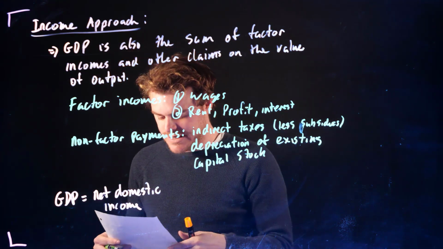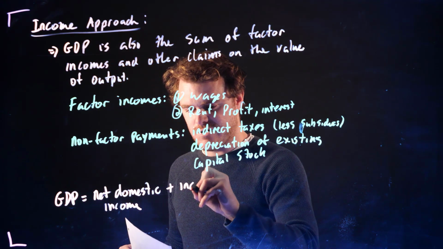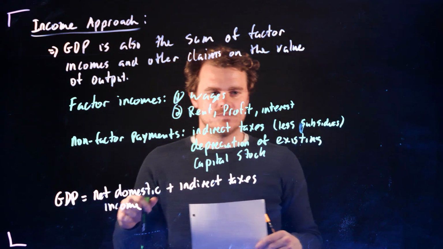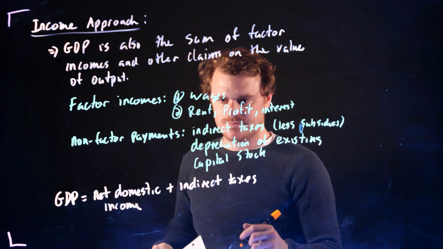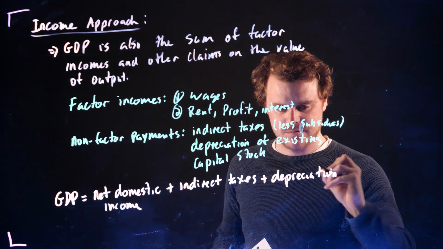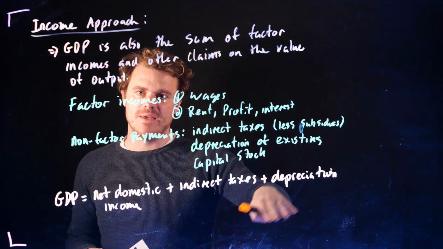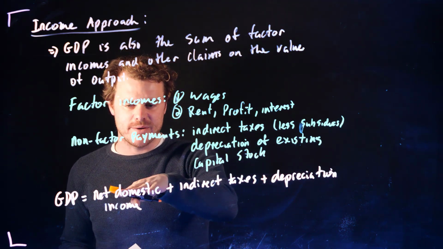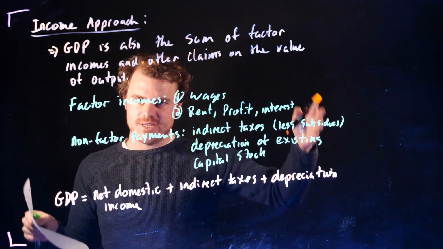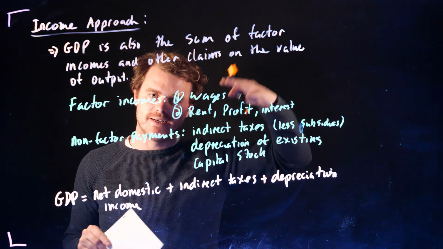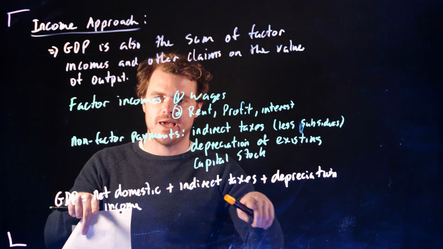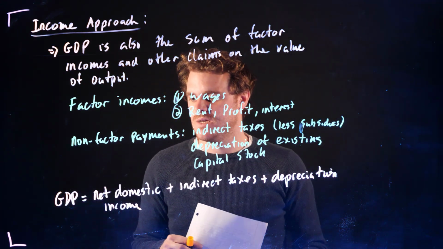So all these factor incomes, plus these indirect taxes, minus subsidies, plus the depreciation. This is the GDP from the income side. If we wanted to calculate it through the income side, we'd be adding up these three different things. And the two sides should be equal as a result. We had the expenditure side on this side of the circular flow, and then we had the income side on this. So we're just making sure they're equal to the same thing. So this is the income approach.